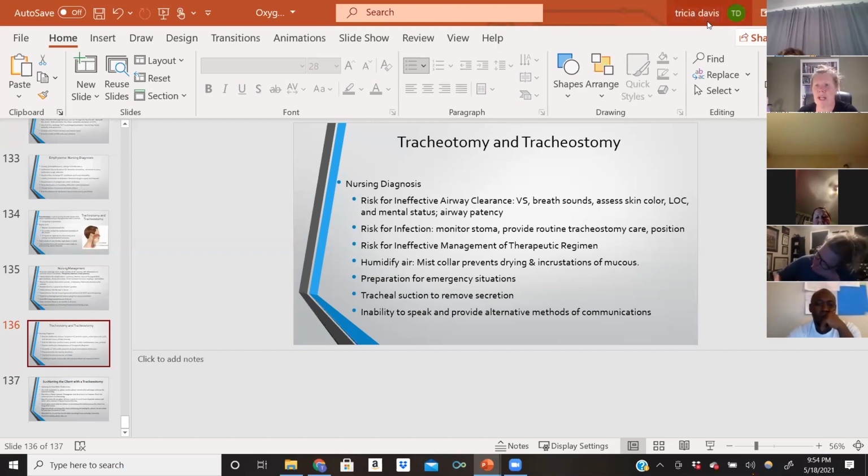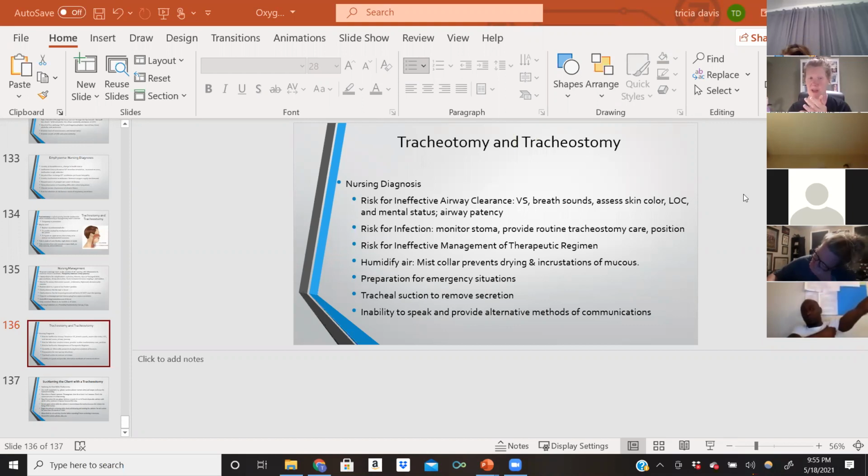And then you want to think, some of these patients don't have a speaking valve and they can't talk. So you have to think about providing alternative ways to communicate with them. You could give them a pen and paper, or you could give them a little whiteboard.